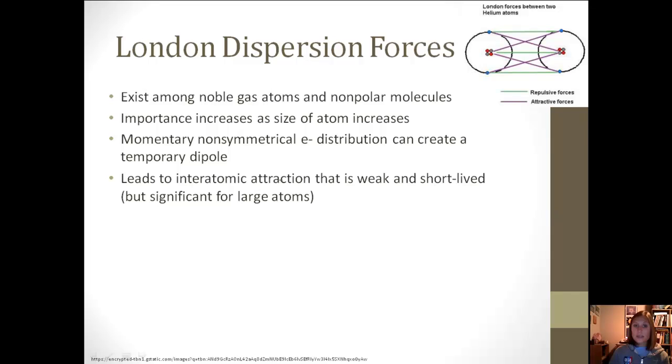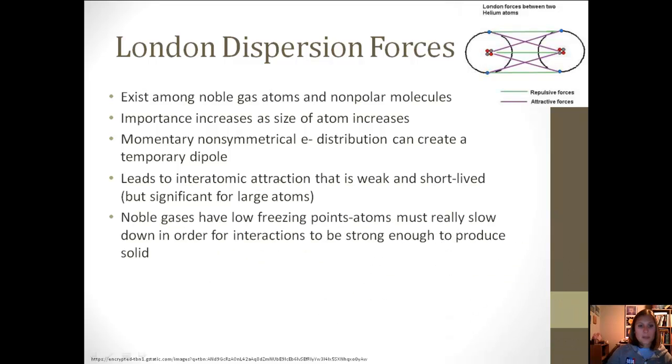It's going to be really significant for larger atoms, and so this can also be another cause of London dispersion forces. Noble gases have really low freezing points, and so this means that the atoms must really slow down in order for interactions to be strong enough to get that solid. So because it has a low freezing point, those forces have to be really strong in order to get them to bond as a solid, and that's why the freezing point is so low.